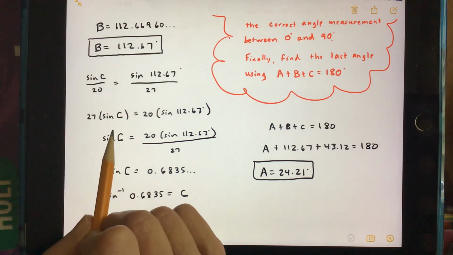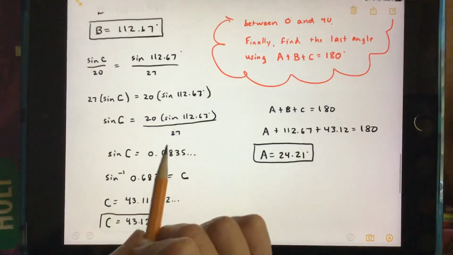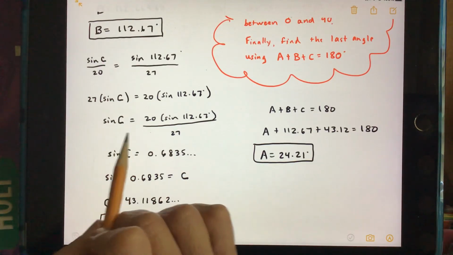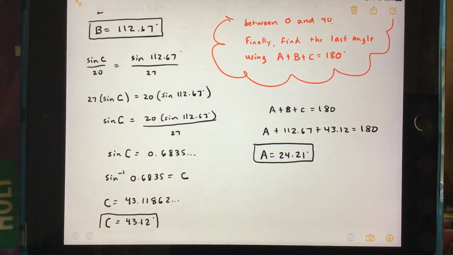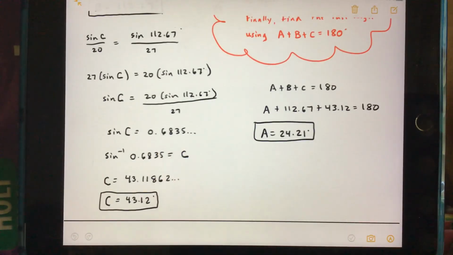Cross products gives us 27 times the sine of C equals 20 times sine of 112.67 degrees. Divide both sides by 27. And you have sine of C is equal to 20 times the sine of 112.67 degrees divided by 27. Put all that into your calculator and find out the sine of C is 0.6835. And then use sine inverse to find that angle C measurement. So sine inverse of 0.6835 is C. So according to your calculator, that angle C will be 43.11862, and angle C then is 43.12 degrees.